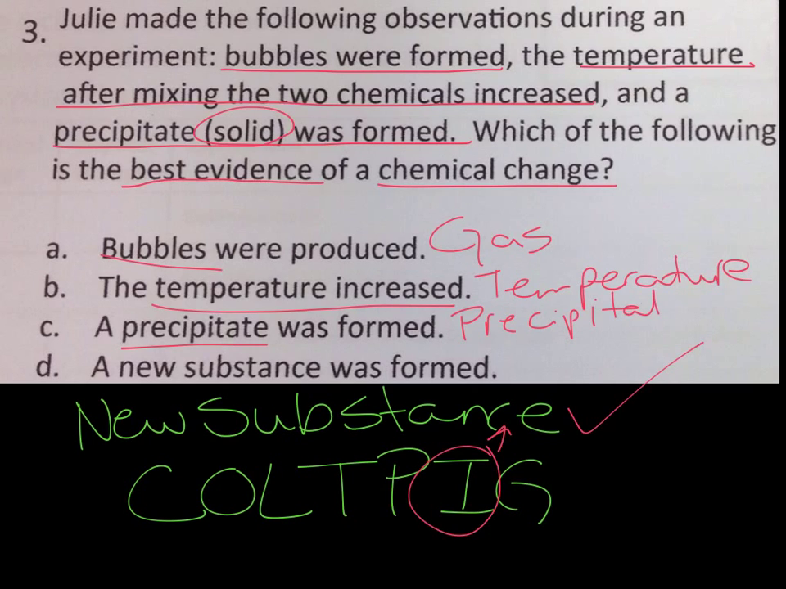And finally, we have a new substance was formed. Alright, so technically all four of these could be possible evidence of a chemical change. But again, which one is the best one? And we're talking about a chemical change in general, not a specific one. So which one covers all chemical changes? Exactly. Letter D. And that's exactly why letter D, a new substance was formed, is the best evidence of a chemical change. Alright, let's go on to the last question, number 4.